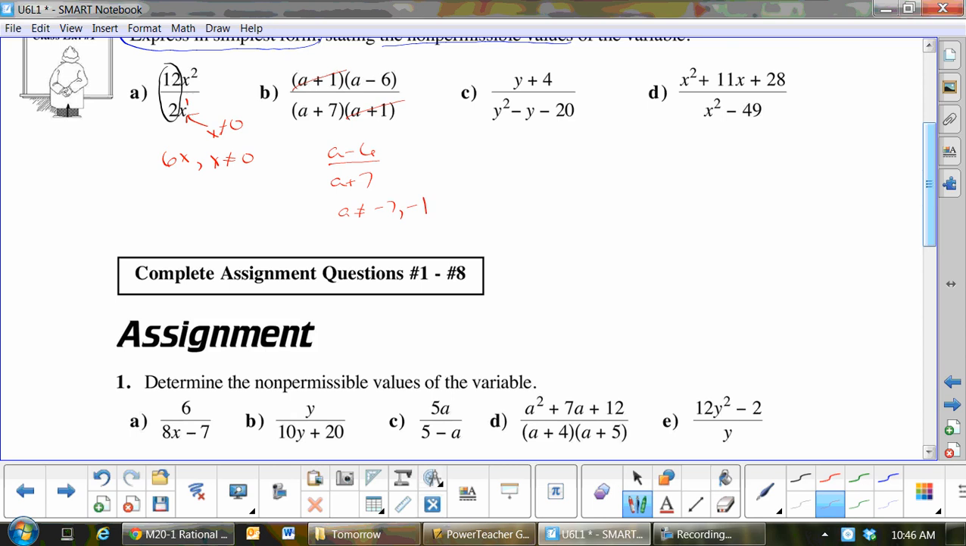Do we just look at the final answer? No. Because if you looked at just the final answer in this one that we did in A, you would say there is no non-permissible value. There's not an x in the bottom. Okay? No. You can have 0 up top.